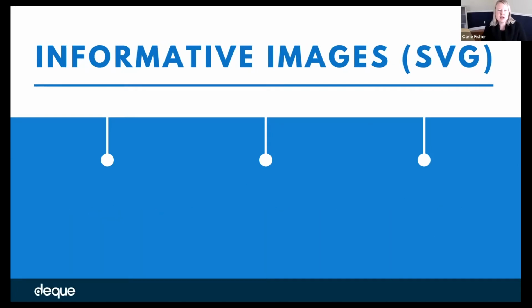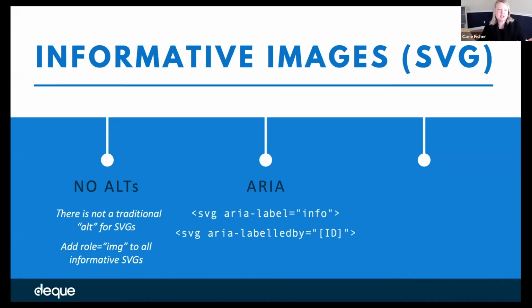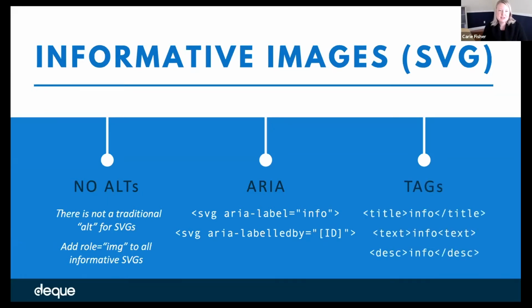For SVGs, it's a little bit different. There are no alts. There's not really a traditional alt for SVGs. One pro tip here too is if you are using SVGs as images and not as data of other kinds, or it's not decorative, it's actually informative, you want to make sure you add that role of image. That signals to the AT devices that, hey, this is an image. And then you can add your information in the form of ARIA labels, ARIA labelled by, and of course tags. So SVGs have their own special tags that other elements don't. So title, text, and description are the key ones.